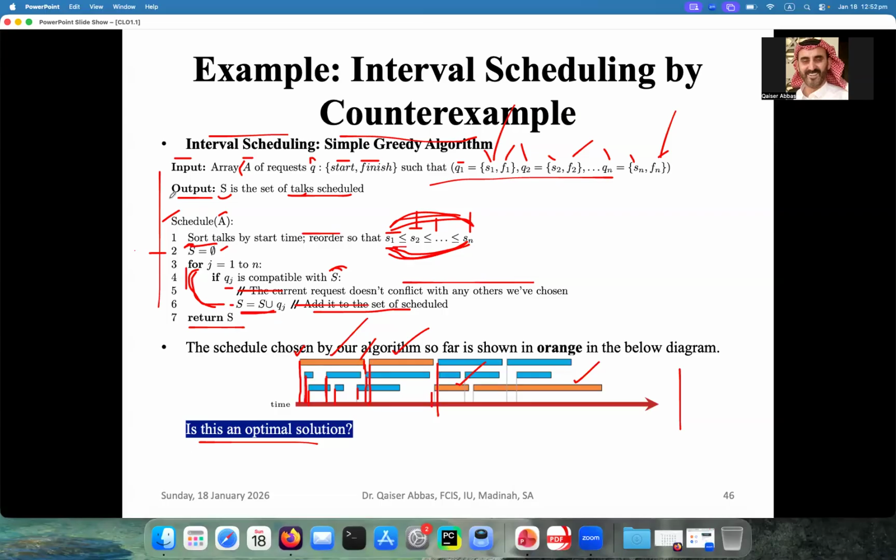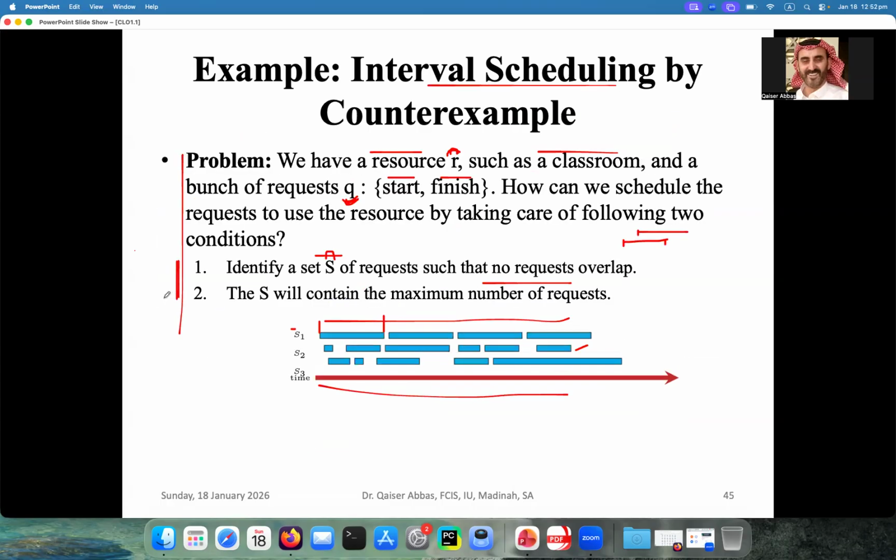Now the question is, is this algorithm optimal? Because what we have to do is identify the S. Okay, S is identified. And that S should contain the maximum number of requests. Already in these three sets, S1, S2, S3, S2 has 6 requests, and S1 has 4, S3 has 5. So the maximum we already have is 6. So the answer can be 6 or higher. This is what I want to say.